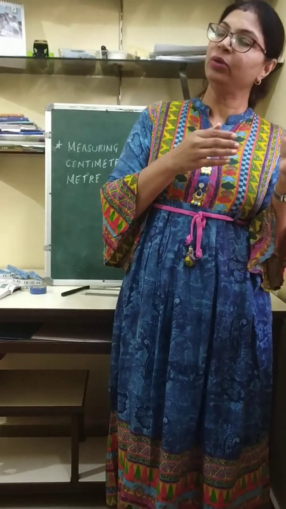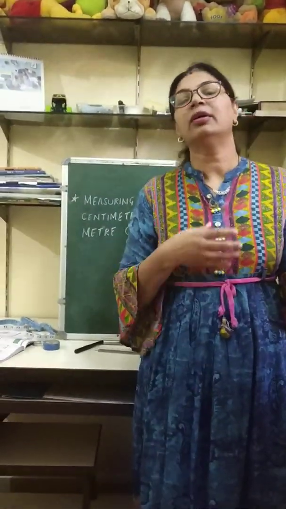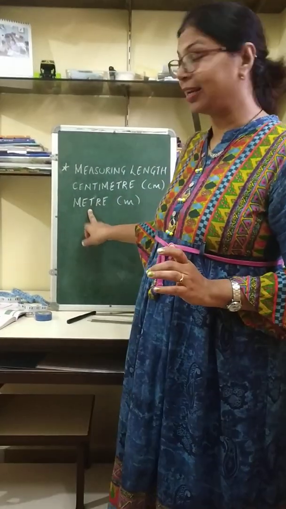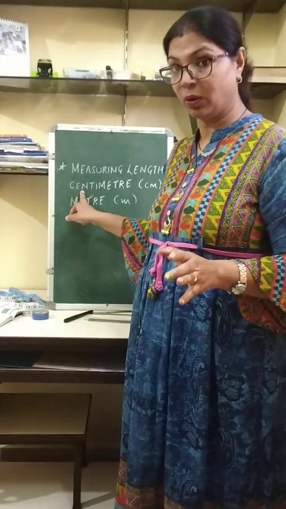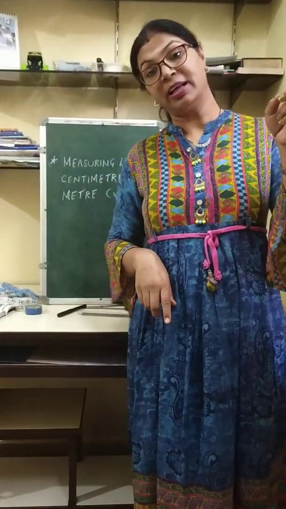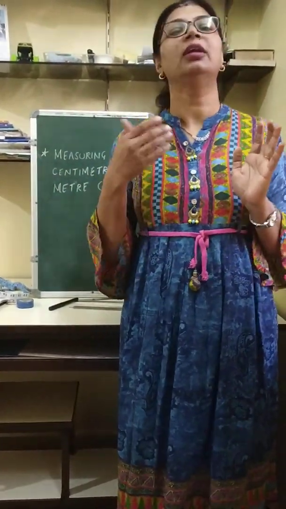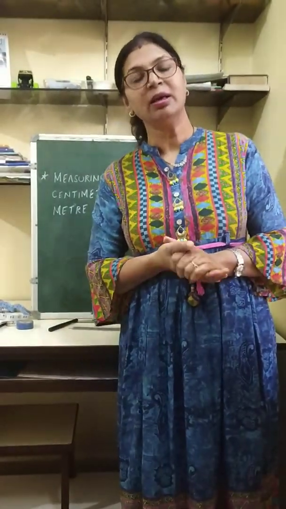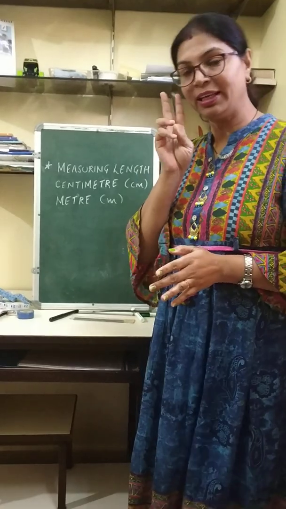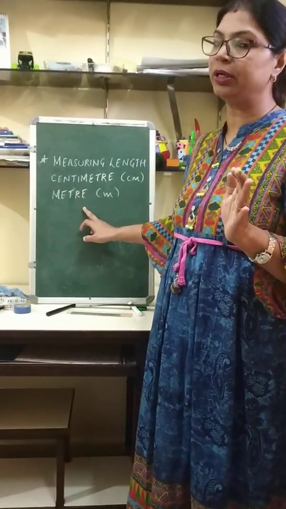Every unit is interconvertible. I can convert any unit into a different one. Like 1 meter has 100 centimeters. In the same way, 1 kilometer has 1000 meters. You are going to learn these conversions later as you grow up, especially in math. So for now, you should know that for measuring length, we basically use a standard unit called centimeter and a bigger unit called meter.